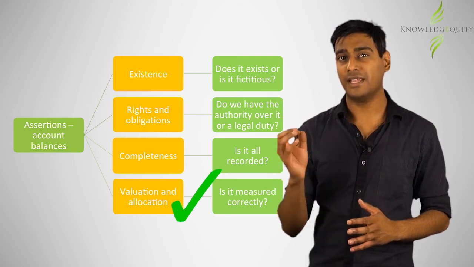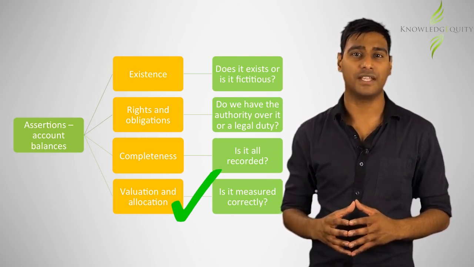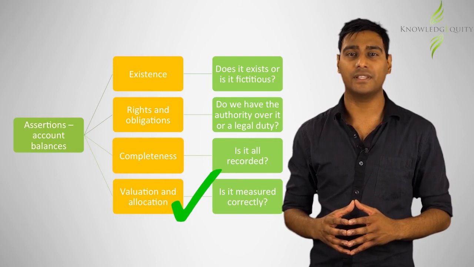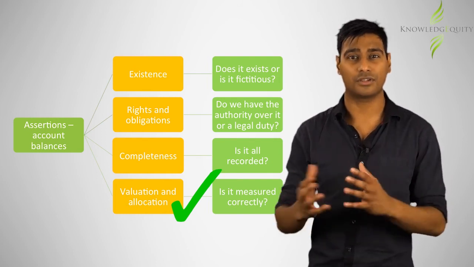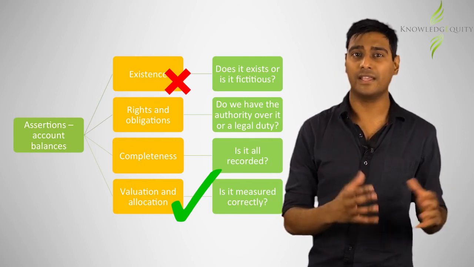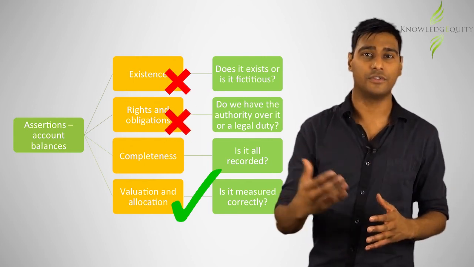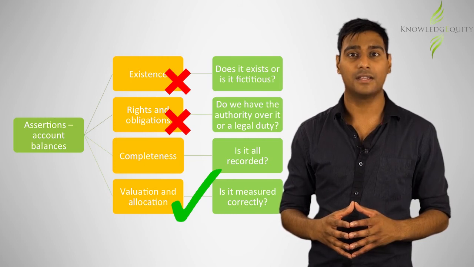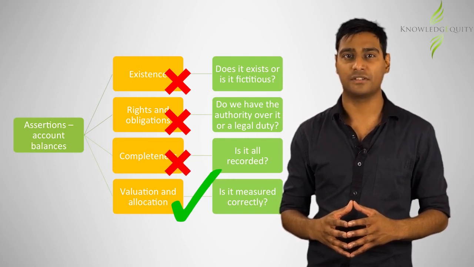The judgment relating to the amount for the allowance for doubtful debts raises uncertainty as to whether the debtor's balance is correct or not. It does not affect the existence of those debtors or whether Entity A has rights over those debtors. Neither does it bring into question the completeness of debtors. To recap, there are three categories of assertions. In this clip, we looked at four assertions relating to account balances.